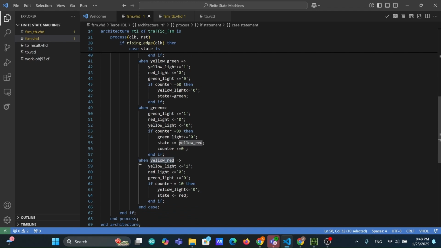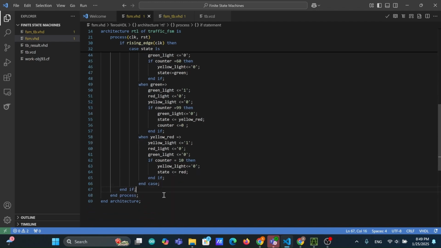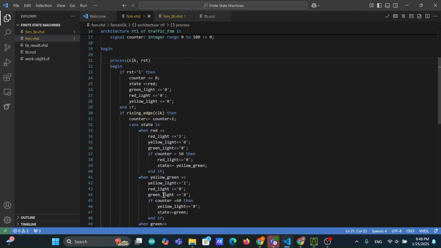Then, when we are in the yellow to red state, we would need to turn on the yellow light and turn off the red and green light. And if the counter is equal to 10, we would need to turn off the yellow light and indicate to the finite state machine that it needs to transition back to the red state. And so this is how we can design a simple finite state machine for a traffic light system using the case when statements.